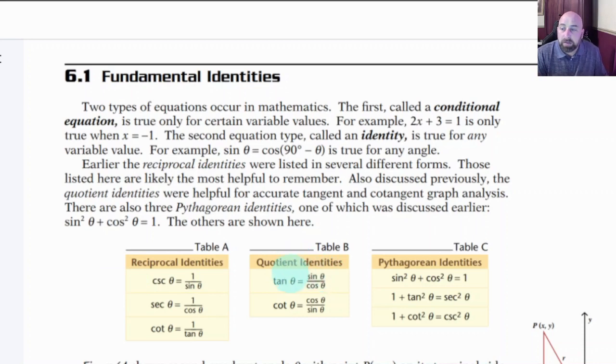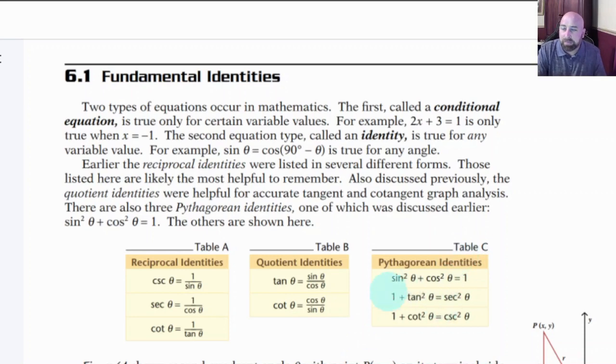Table B talks about the quotient identities. What is that? We've already talked about these, but if you have the tangent of theta, it equals the sine of theta over the cosine of theta, or it equals opposite over adjacent. We've already discussed these things, but they're putting them all in one place so that you can come to get them. Where's the other place that these are all found? That's right, in the front cover of the book. So if you go to the front cover of your book, you're going to find all of these identities there as well. But they're putting them in another place altogether so that you can see them.